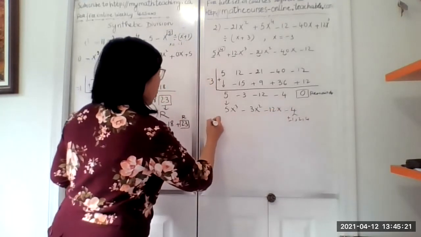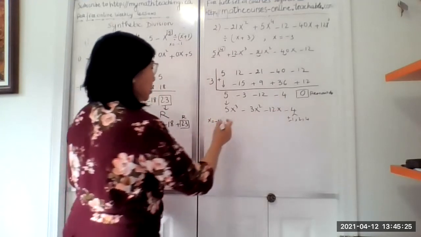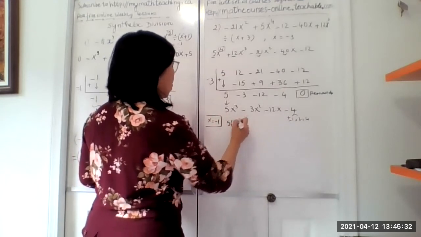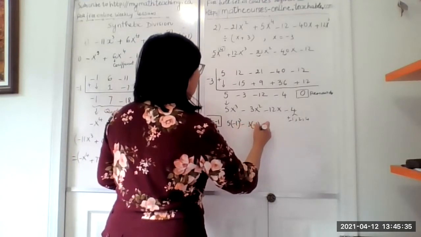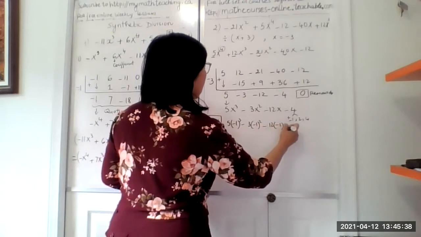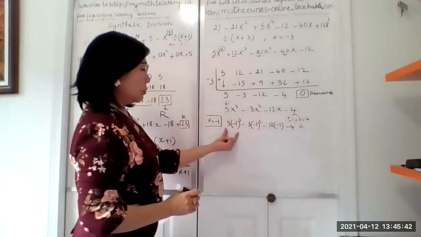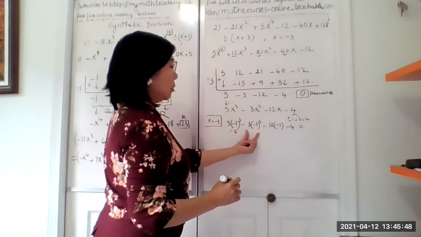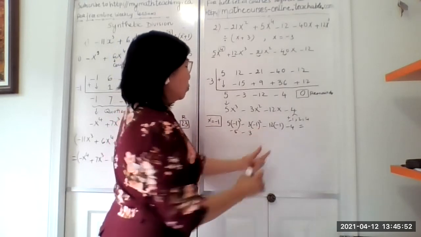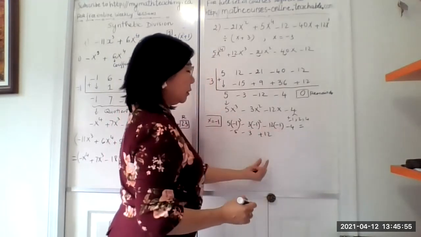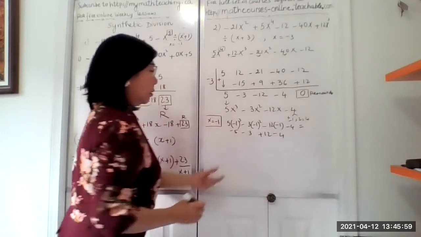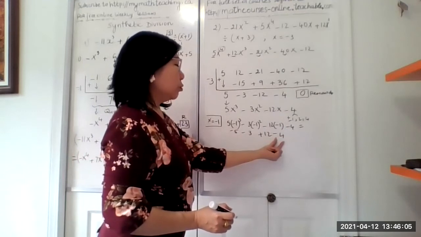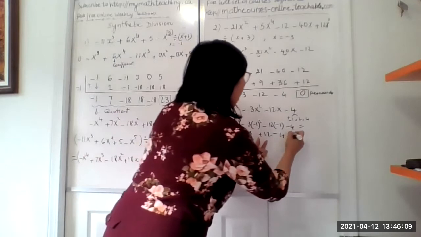So let's try if x equal minus 1 first. Okay, so I'm going to put in here and say if x equal minus 1, what happened? We have 5 times minus 1 to the power 3, minus 3 times minus 1 squared, minus 12 times minus 1, minus 4, is that equal 0? This will give me minus 5, this will give me negative 3, and this will give me a positive 12, because negative times negative is positive, and this gives me minus 4. So minus 5 and minus 3 is minus 8. Minus 8 and minus 4 is minus 12. Minus 12 plus 12 equals 0.